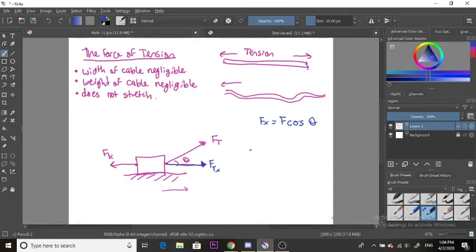Like we did the last time, your Ftx is equal to your kinetic force, opposite direction. But now we need to substitute this one in. We're going to take this here and put it here. So this is going to become Ft cosine theta is equal to negative Fk. And then this is the base formula that you would use to find the tension force that is required to pull this sled.